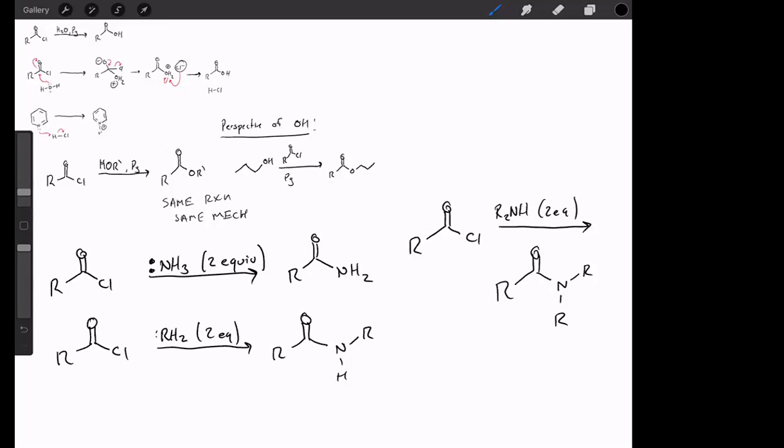Again, these reactions proceed along the exact same mechanism that we discussed up here. The only difference is that instead of pyridine that's coming along and scavenging the acid that gets created, the amine does that scavenging for us, and that's why we need 2 equivalents of it.